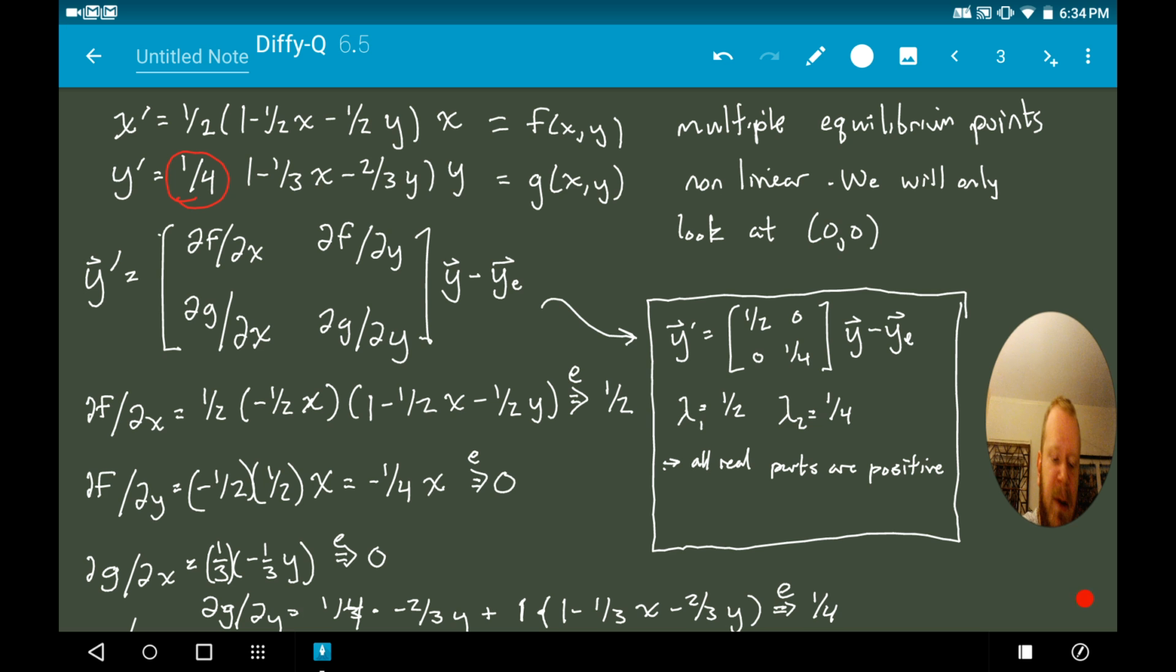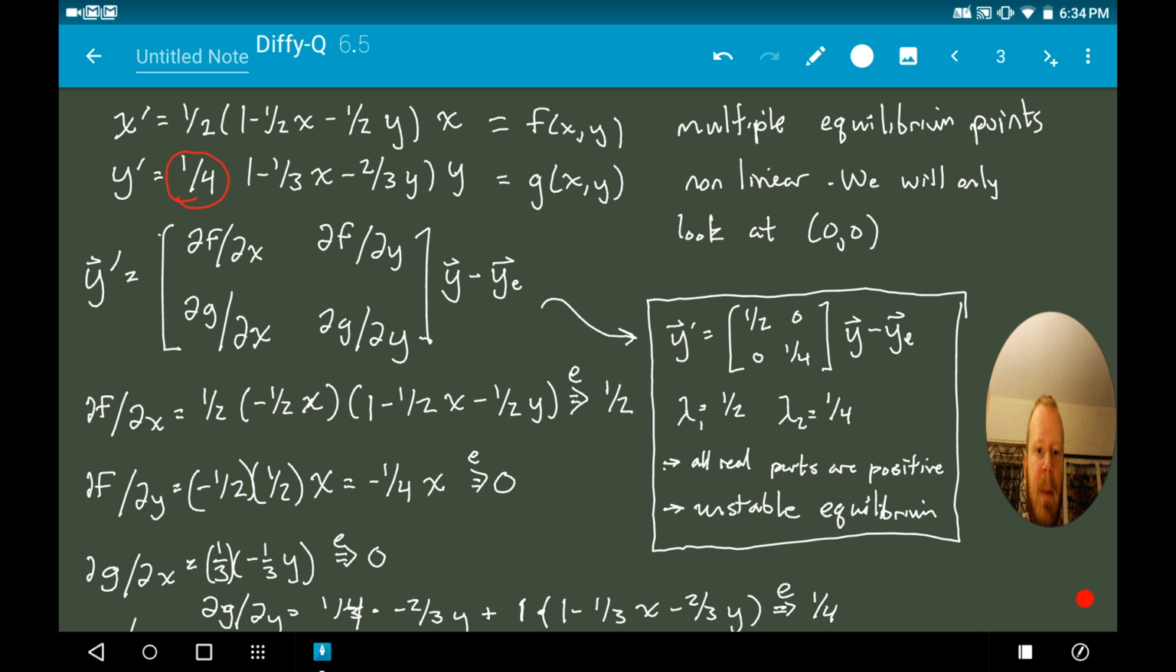So if all real parts of the eigenvalues are positive, then we can say that this particular equilibrium point, 0, 0, has eigenvalues that are both positive. So that means that this is going to be unstable at this point, right? Like positive real parts mean that it's going to be growing over time. So this is an unstable equilibrium point. That's really it for 6.5.